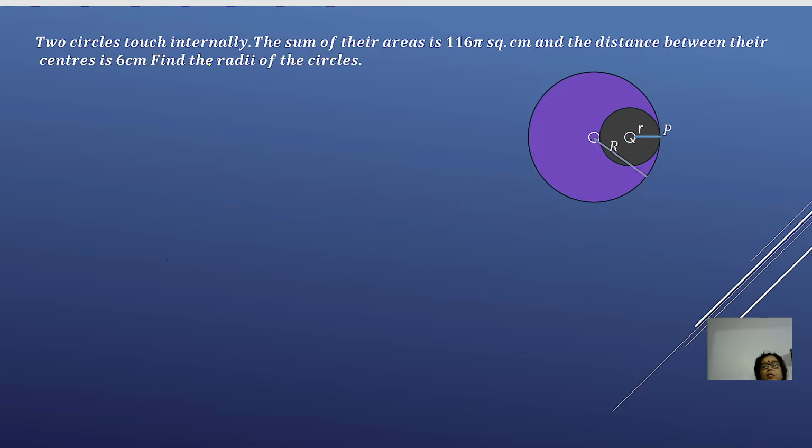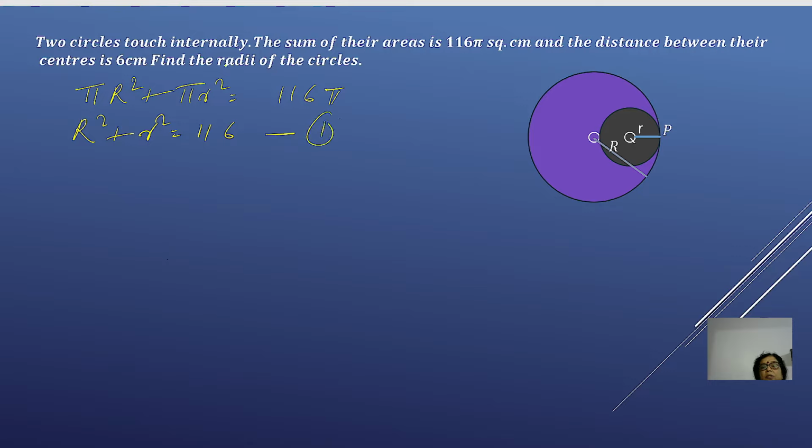Next one is, two circles touch internally. The sum of the areas is 116 pi square centimeter and the distance between the centers is 6 centimeter. Find the radii of the circles. So here the sum of the areas is 116. That means pi R square plus pi r square is equal to 116 pi. So R square plus r square is equal to 116. This is the first thing that is given.